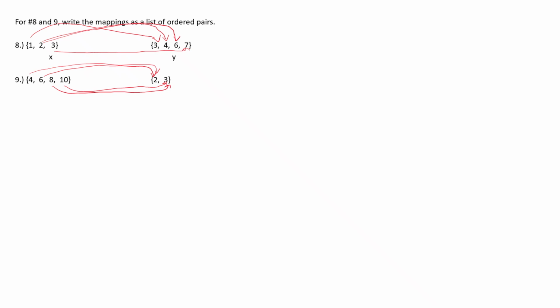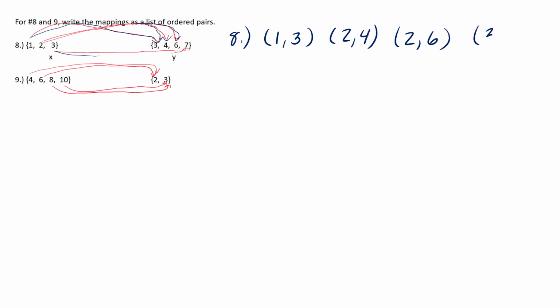Okay, for 8 and 9, write the mappings of the ordered pairs. So I apologize for how not super clear that is, but we work with what we've got. So in that first one, the number 1, I'm just tracing the number 1. 1 is mapping to a 3. 2 is mapping to both 4 and 6. So we write that as 2 is mapping to 4 and 2 is also mapping to 6. And the 3 is mapping to the 7.